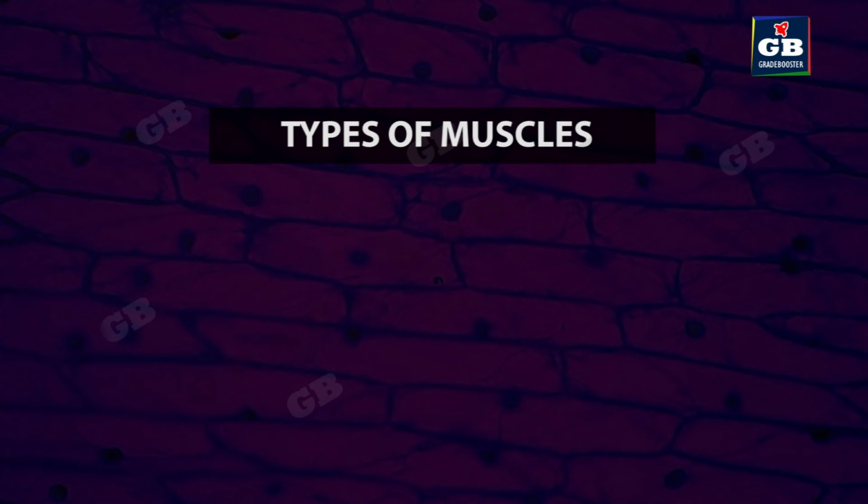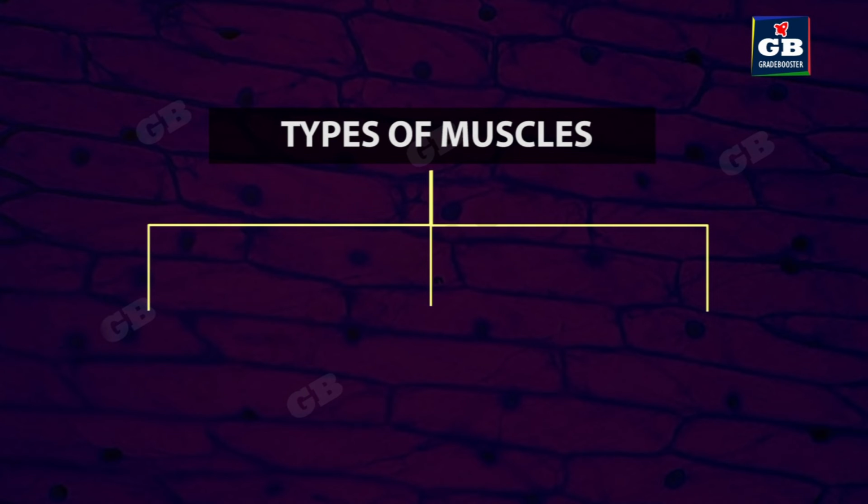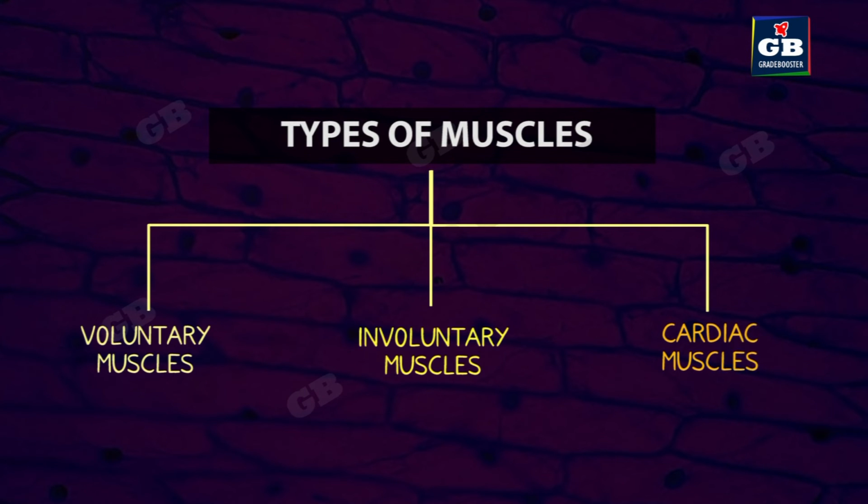Now let us see the types of muscles. Muscular tissue is classified into three types based on their function and control. They are voluntary muscles, involuntary muscles, and cardiac muscles.